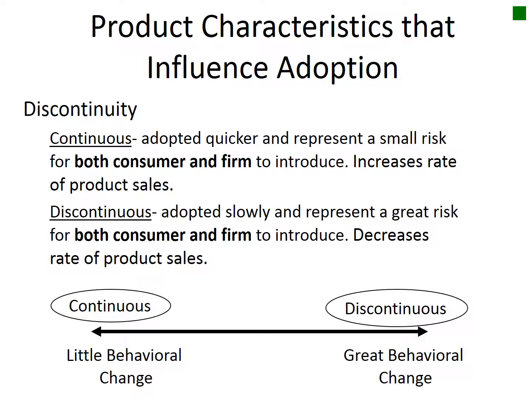On the other end of the scale, we have discontinuous products. Discontinuous products are ones that require the consumer or the firm to undergo a lot of behavioral change in order to use the product and adopt the product and accept the product into their lives. So if I have a product that I'm launching, and in order for a person to use it, they have to radically change how they behave, how they live, then that would be discontinuous because the behavior is discontinued from before. Now it's important because discontinuous products are very slow to be adopted in the marketplace.